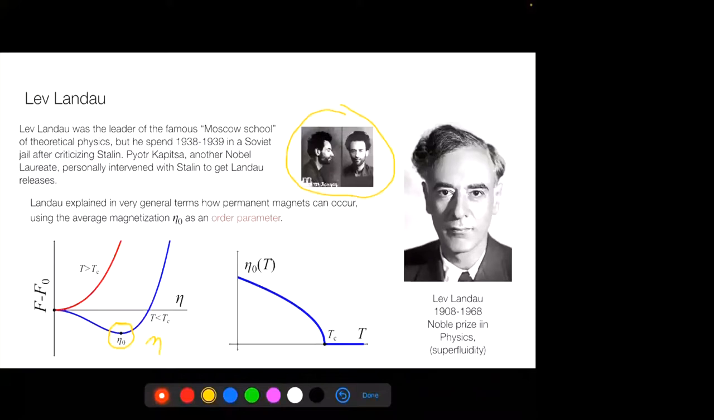And he said, well, we can diagram this. And here's the curve. And so here's the permanent magnet phase. And here's the eta zero equals zero phase, the disordered phase. And that sounded really good. People were impressed by this. You could generalize this to other kinds of magnets, and you could generalize this to other kinds of phase transitions. We call it a phase transition because you notice here that at the Curie temperature, there's an abrupt change from the permanent magnet phase to the disordered phase, from the ordered phase to the disordered phase. And so this was pretty good.